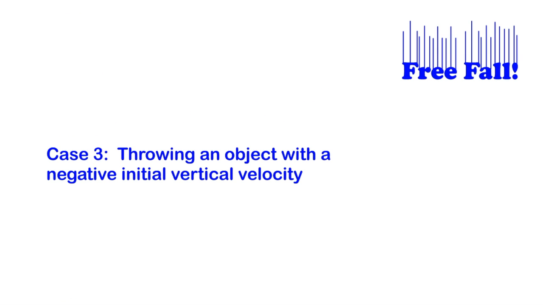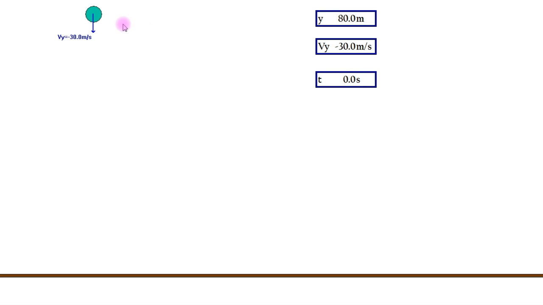Now, throwing an object with a negative initial vertical velocity, if I can say that right. Here's the deal. We're going to throw our object from a height of 80 meters and let it be thrown downwards. It's being thrown down with an initial velocity of negative 30 meters per second. You'll notice it really won't take that long. In fact, a grand total of 2 seconds to reach the bottom.